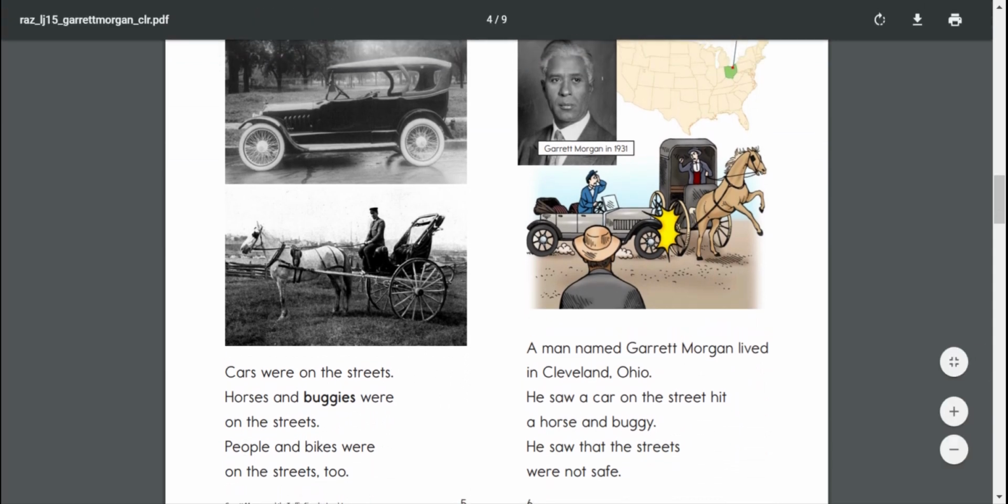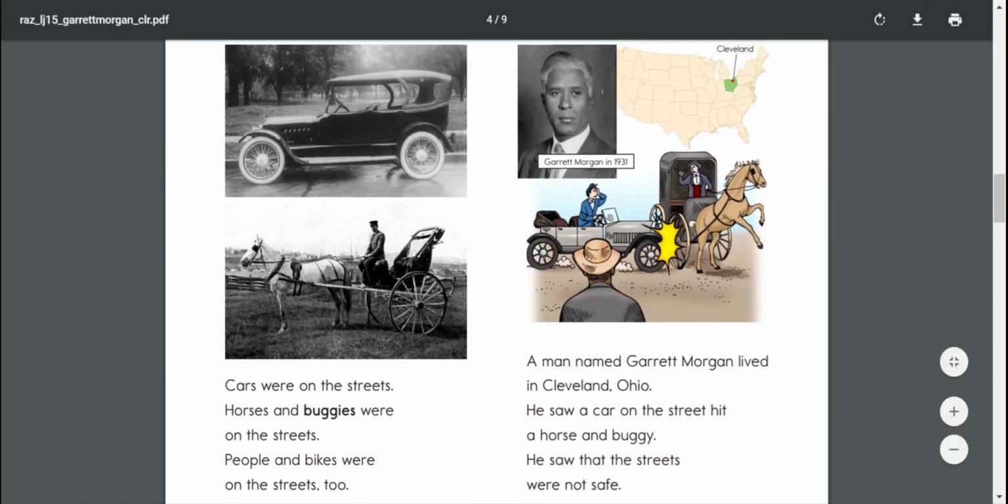Cars were on streets. Horses and buggies were on streets. People and bikes were on streets too. A man named Garrett Morgan lived in Cleveland, Ohio. He saw a car on the street hit a horse and buggy. He saw that the streets were not safe.